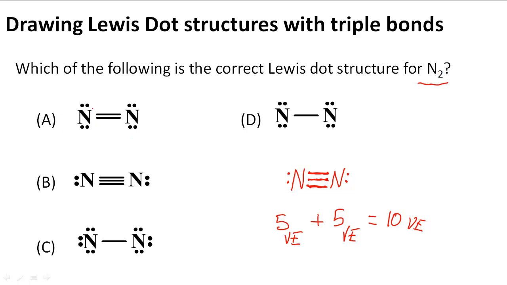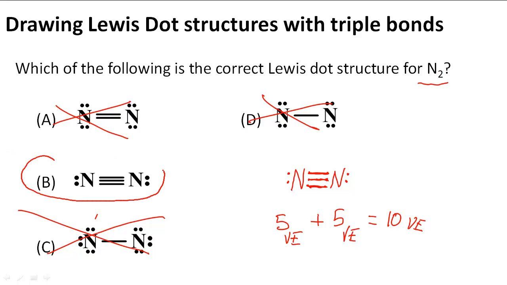As we can see, A doesn't match, D doesn't match, and C doesn't match. We want to check if they have 10 valence electrons, so you can count up the valence electrons and see if they do. And if they don't, we know that's the incorrect Lewis dot structure. So B is the only answer that matches ours and has the correct number of valence electrons. So that is the answer to this problem.